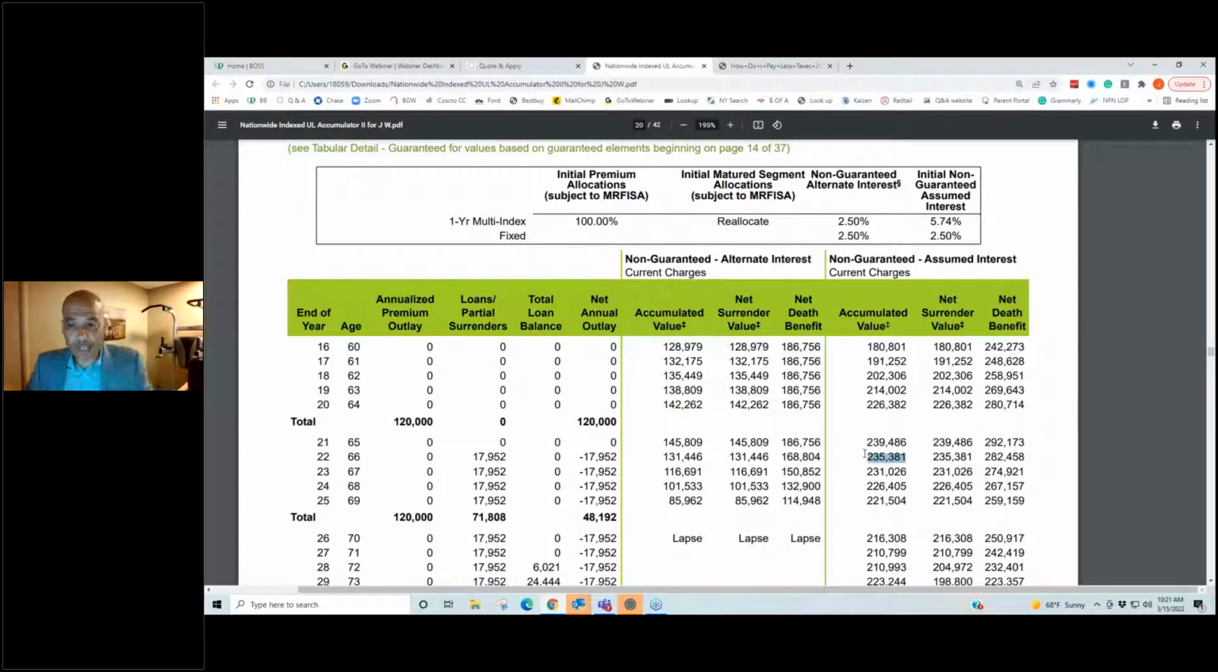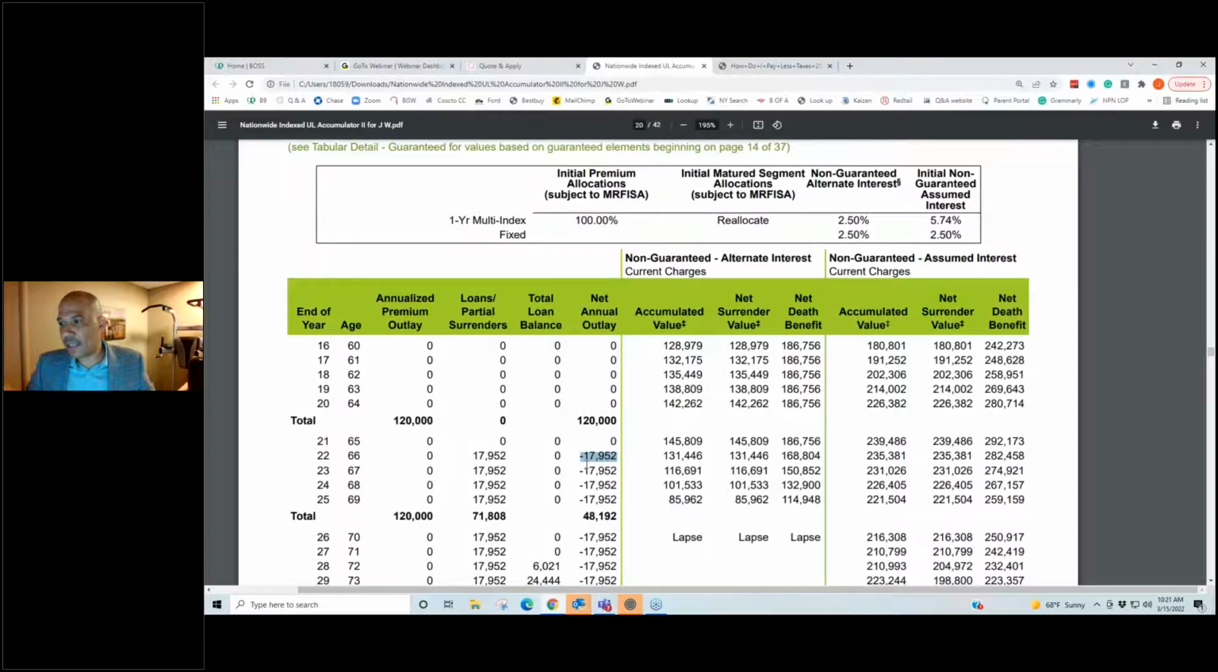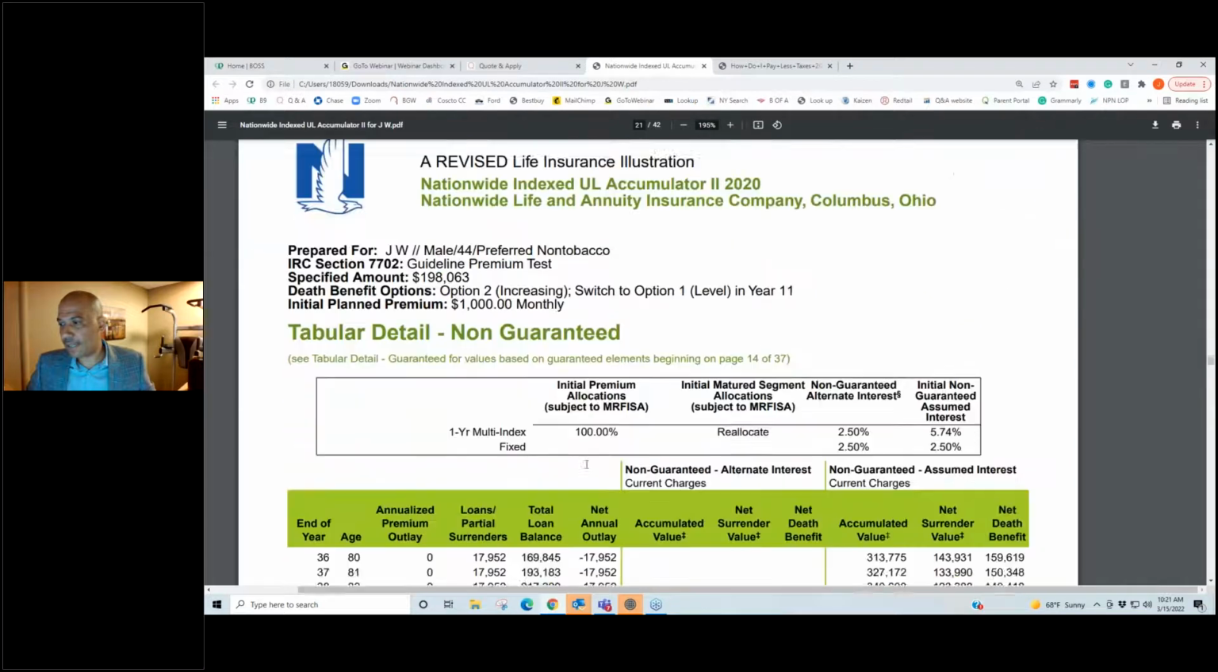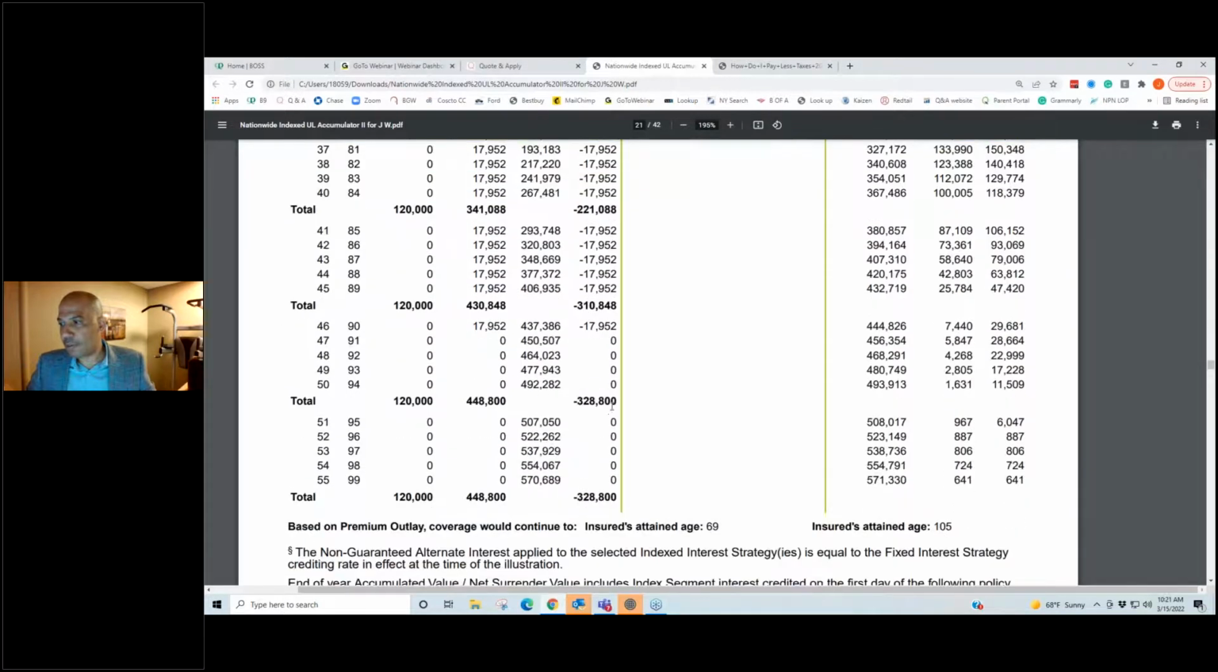235,000 of tax-free income, or I can use this to supplement my retirement as a business owner, where I can pull out about, call it 18 grand from 66 all the way down to age 90. And at that point, I pulled out $328,000 of tax-free income.